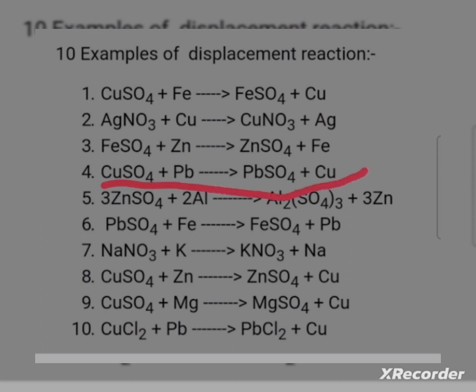Here it forms lead sulfate and copper, as lead is more reactive than copper. So now move to example number 5. Here zinc sulfate reacts with aluminium to form aluminium sulfate and zinc, as aluminium is more reactive than zinc, so it displaces zinc from zinc sulfate solution.